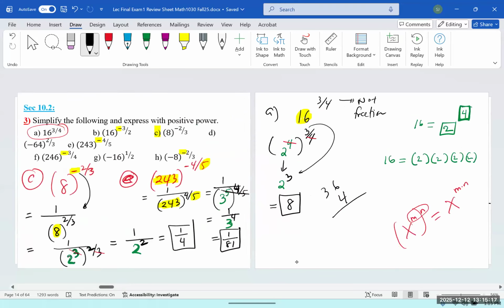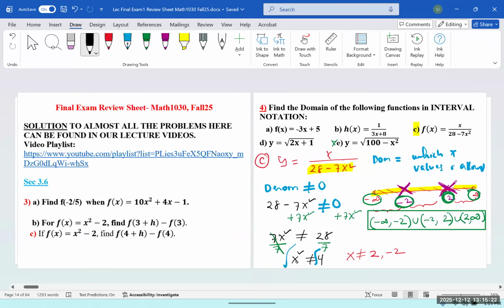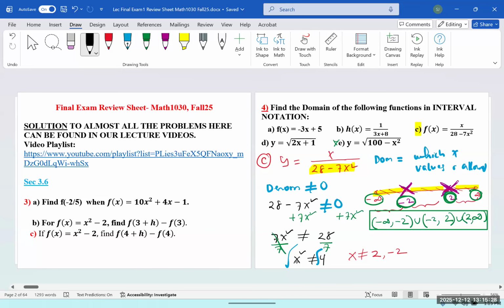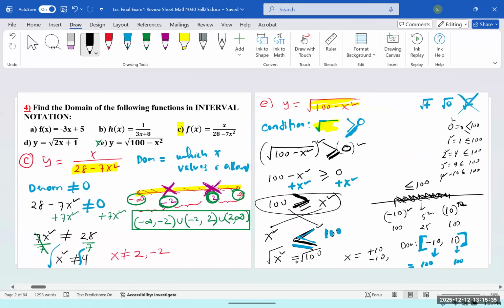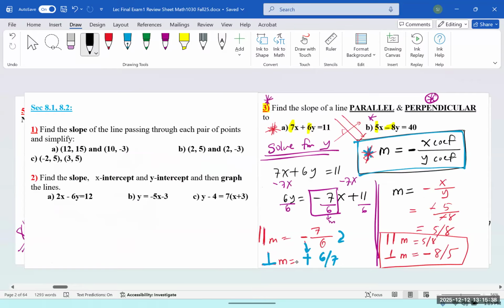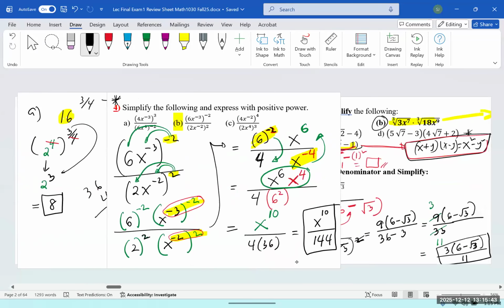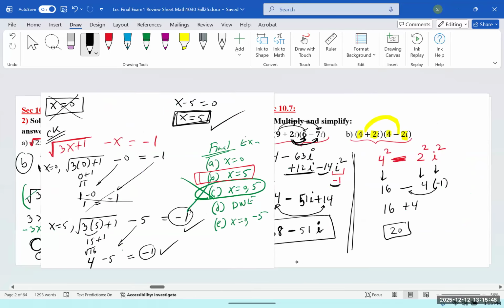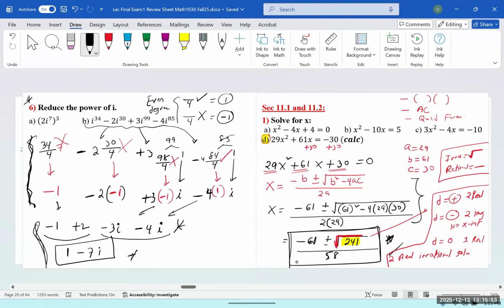So what I was trying to do: with my morning class, this is the review sheet 1, 2, 3 combination. I didn't make any extra review sheet. With my morning class, I went over 3.6, 8.12, and then 10.2: multiplication, solving radicals, multiplying i's, dividing i's, simplifying i's.